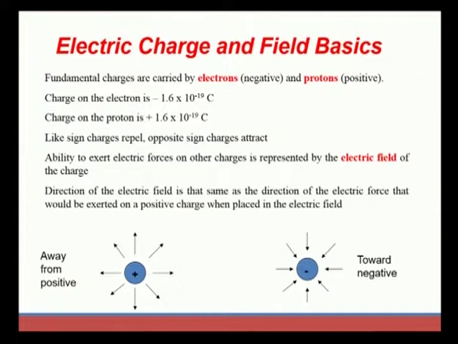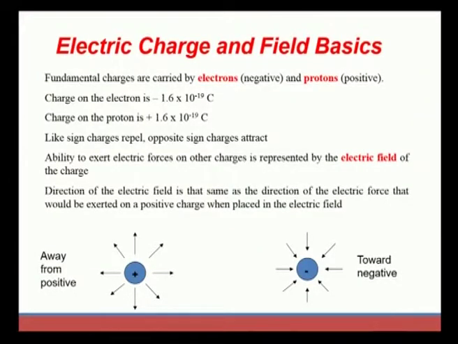We also need to know about the electric field. The electric field is the ability of a charge to exert electric force on another charge, and this is represented by the electric field of the charge. So, a charge has some ability to exert force on another charge, and that is called the electric field. The direction of the electric field is the same as the direction of the electric force that would be exerted on a positive charge when placed in the electric field.